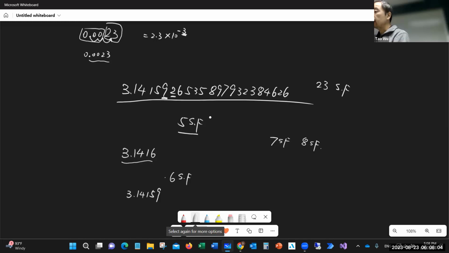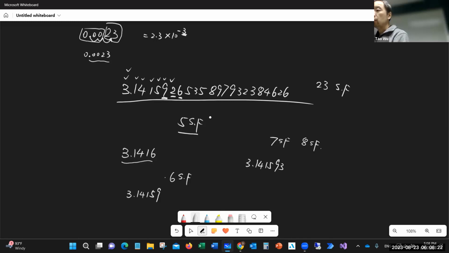Okay, for the 7 sig figs, you just count 1, 2, 3, 4, 5, 6, 7, and then look at the next one. The next one is 6. You round up, so the 2 becomes 3. Then that's 3.141593.